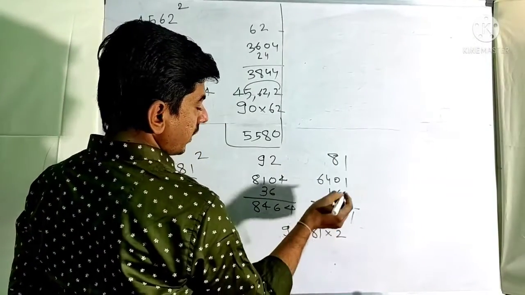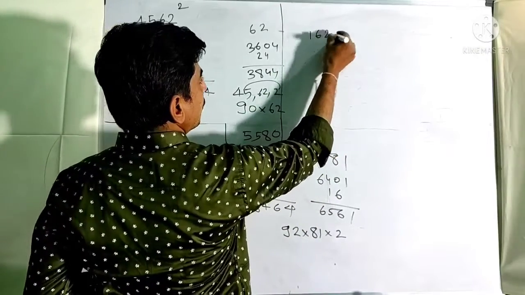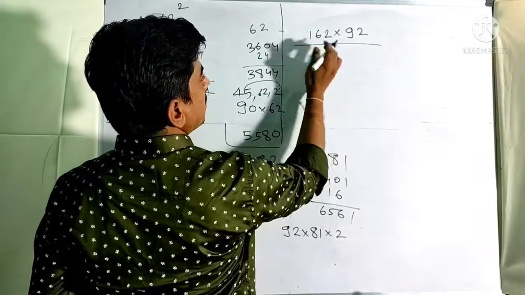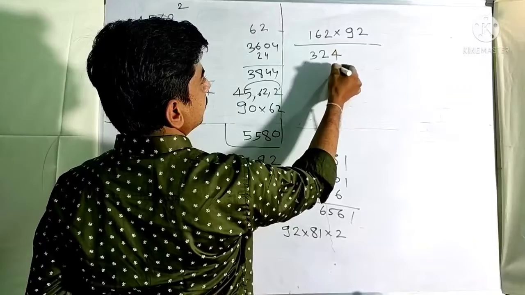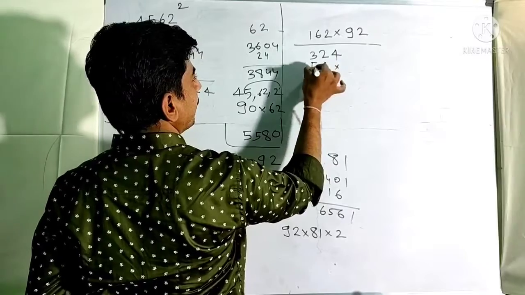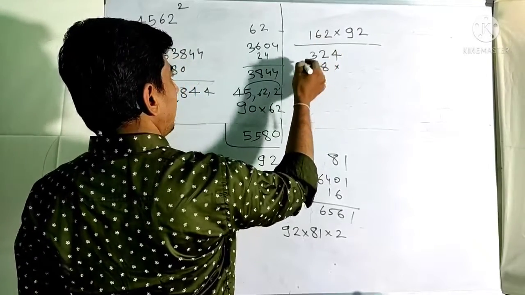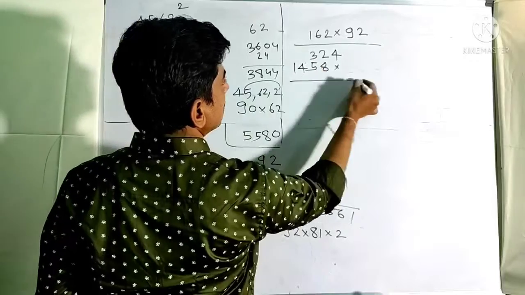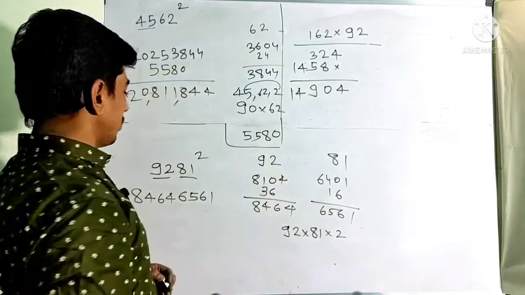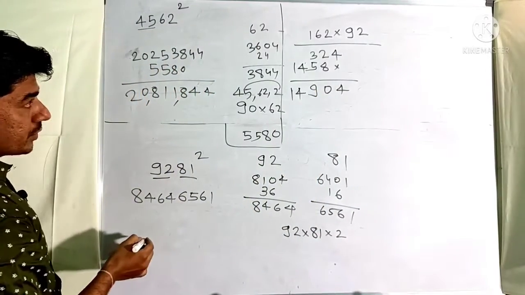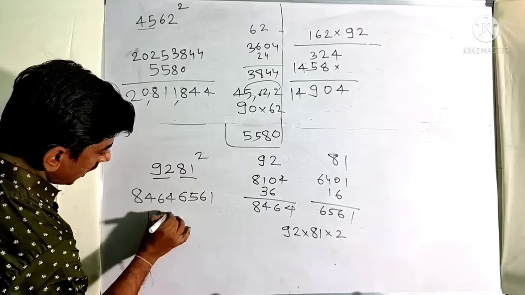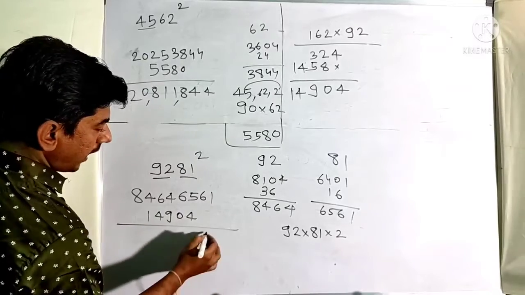See, 81 into 2 you will get as 162, and you have to multiply by 92. 2 times 162 is 324. Then 9 2s are 18, 9 6s are 54, 55, 9 1s are 9 and 5, 14, 4, 10, 9, 14, 904, leaving 2 digits. 14904. Add them up.